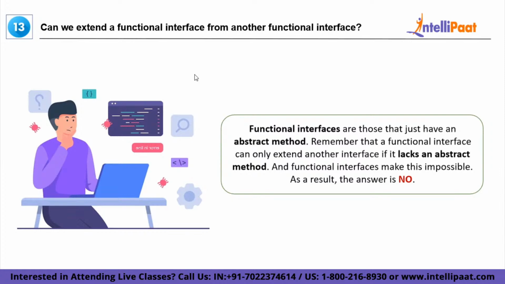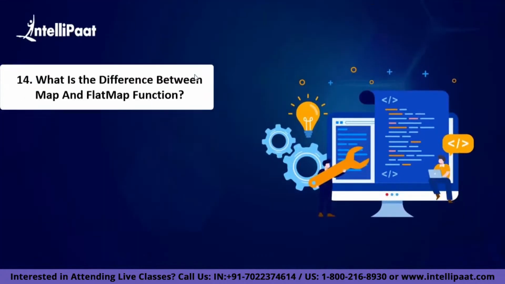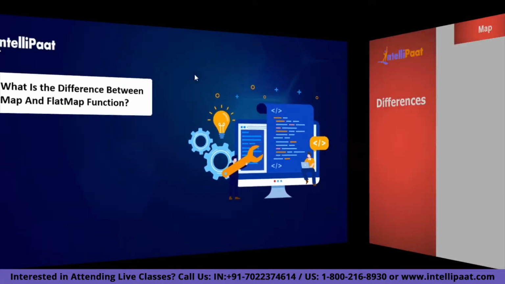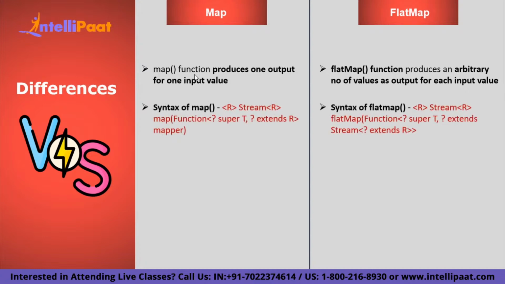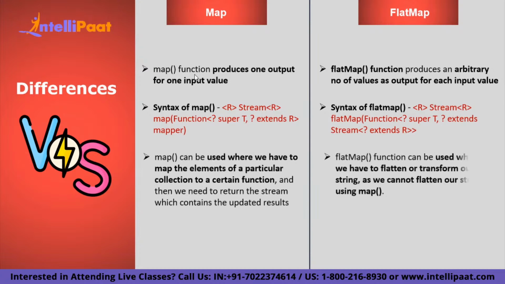Next up, we have: what is the difference between map and flatMap function? In Java, the Stream interface has map and flatMap methods, and both are intermediate stream operations and return another stream as method output. Both of the functions map and flatMap are used for transformation and mapping operations. Map function produces one output for one input value, whereas flatMap function produces an arbitrary number of values as output for each input value. The syntax of the map is represented as <R> Stream<R> map(Function<? super T, ? extends R> mapper), and the syntax for flatMap is also given on your screen.